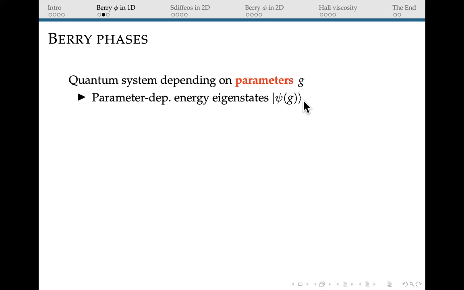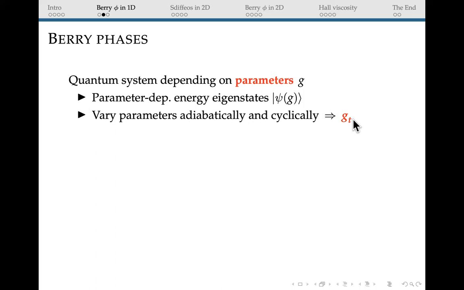And then the question we're going to ask is, what happens if you are an experimenter, you come up to the system and you start tuning the dials of the system in a time-dependent manner. So you change parameters in such a way that you're now following a certain path, g(t), where t is time, in parameter space. The question is, can you then solve the corresponding time-dependent Schrödinger equation?